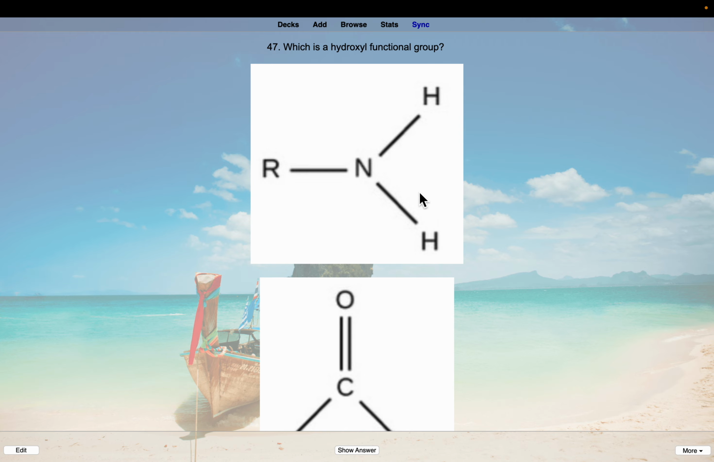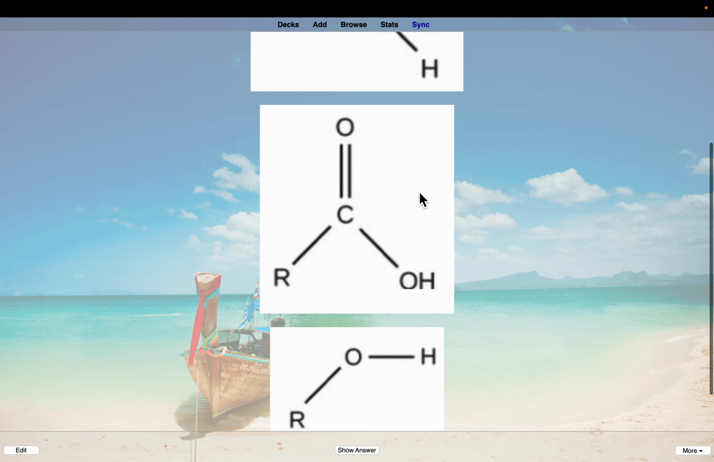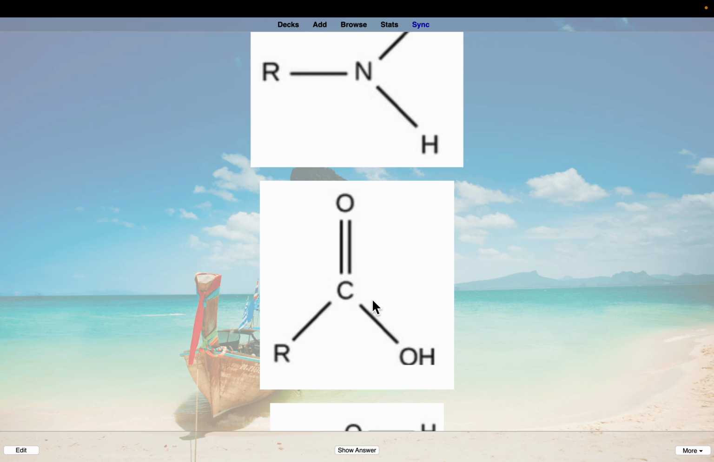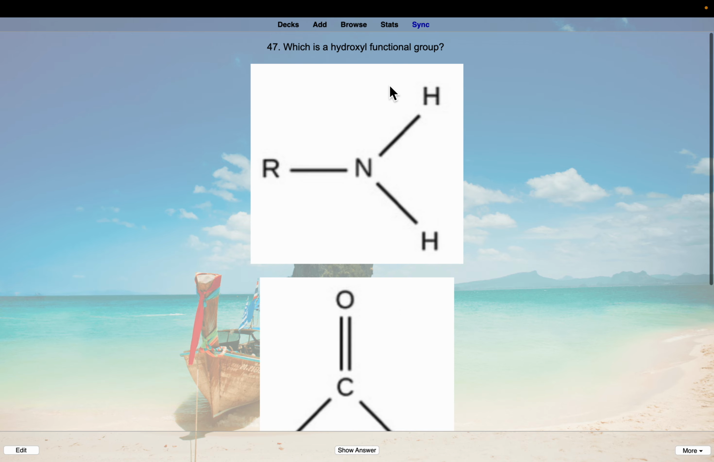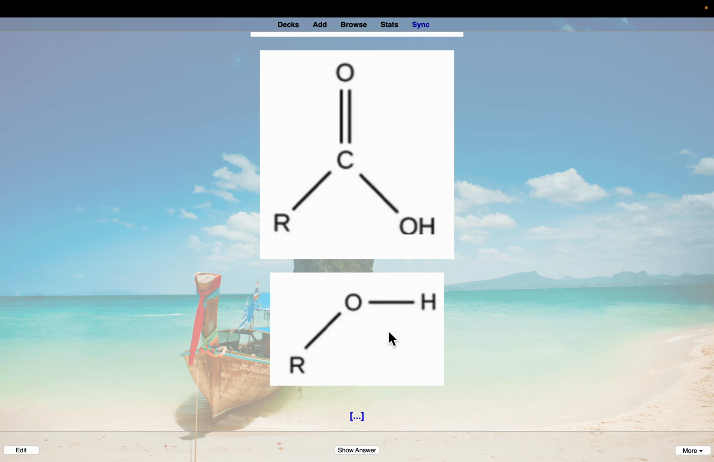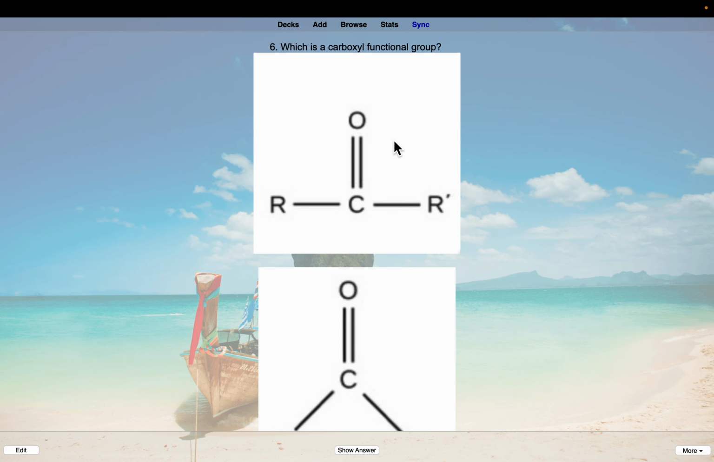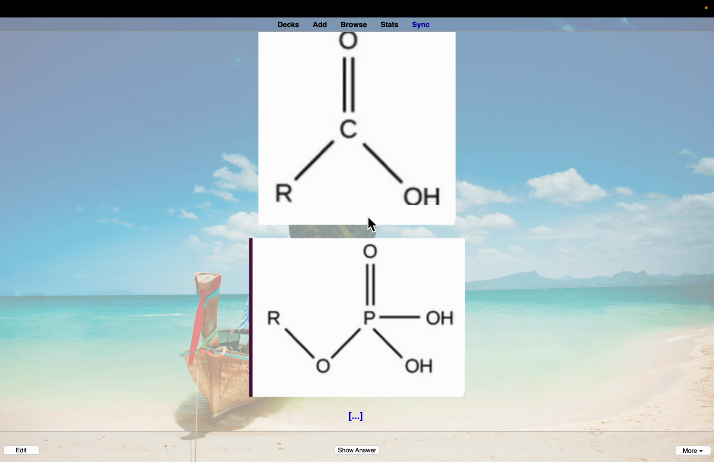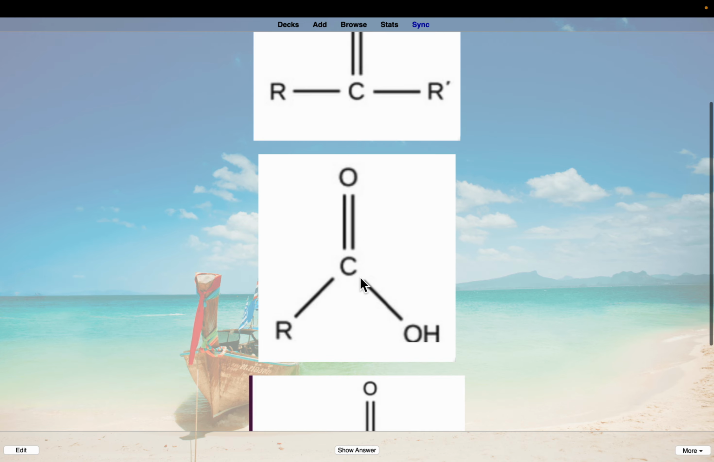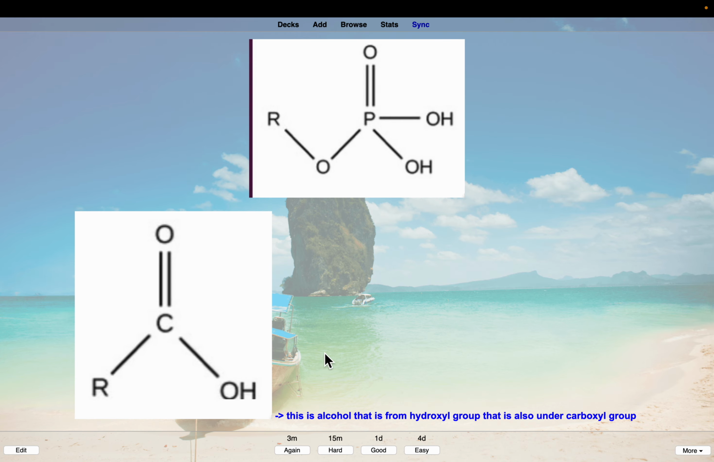Next, which is a hydroxyl functional group? NH2, this is amino acid, I think. This is carboxylic acid. This one is hydroxyl. This is the answer. Which is a hydroxyl functional group? This illustration. See? Next. Which is a carboxyl functional group? Definitely not this. Definitely not this. This one in the middle. Yep. This is alcohol that is from the hydroxyl group. That is also under the carboxyl group technically.